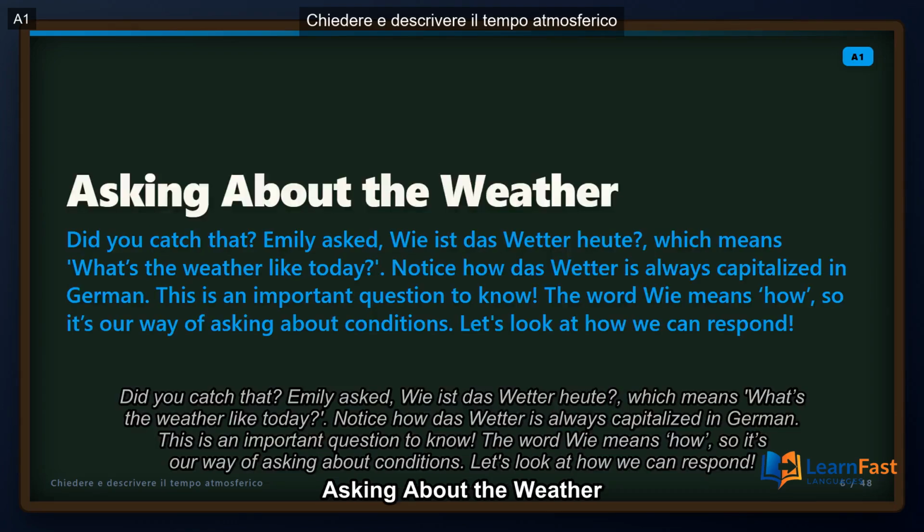Did you catch that? Emily asked, "Wie ist das Wetter heute?" which means what's the weather like today? Notice how Wetter is always capitalized in German. This is an important question to know. The word wie means how, so it's our way of asking about conditions. Let's look at how we can respond.